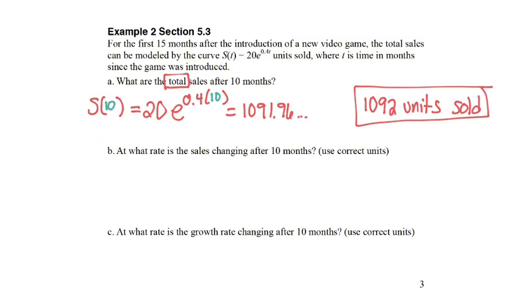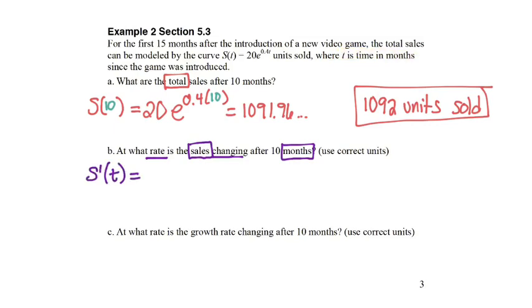Part B. At what rate are the sales changing after 10 months? So we're asking the rate sales are changing in 10 months. So we have the rate of change piece, which we know means we need a derivative, and sales means we're taking the derivative of the S function about the variable t, and t is months. T is the input function.